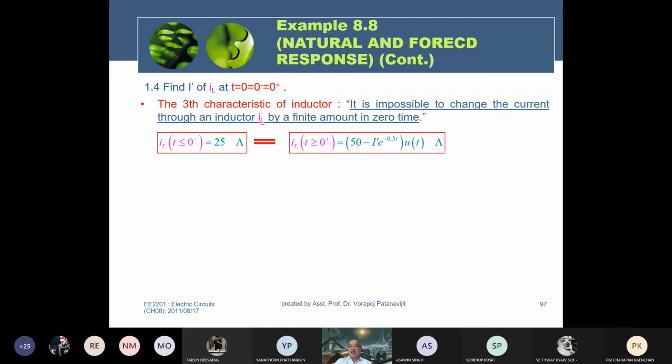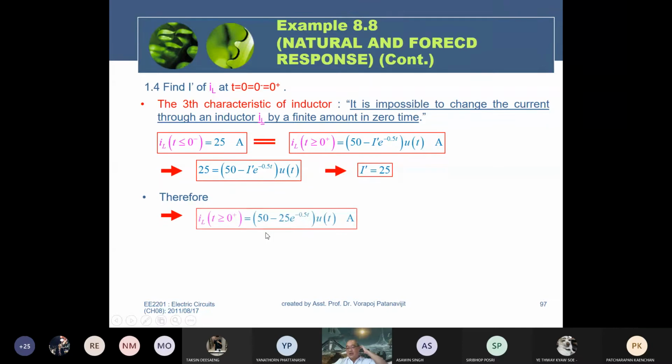Therefore, we take advantage of the third characteristic of the inductor. It is impossible to change the current through an inductor IL by a finite amount in 0 time. Therefore, 25 equals 50 minus I hat. The objective of this part is to determine I hat. Substitute the constant back into the general form solution of the inductor current. You get here 50 minus 25 e power minus 0.5 t.